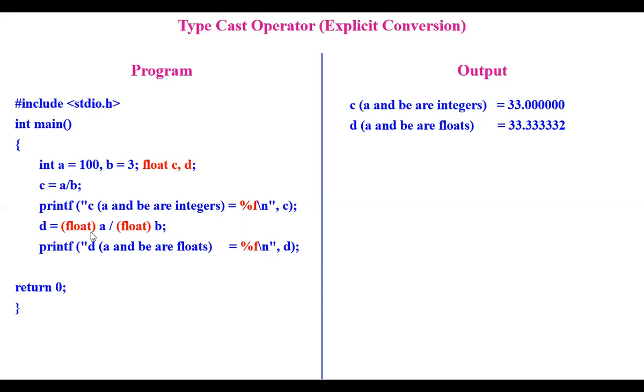Now, next, D is equal to the actual value 33.33. The original value has come. Why? Because this operation has taken place between two float values. Float by float. That's why 33.333, the actual value, has come. So we should be very careful in declaring and converting these data elements, right? Next.